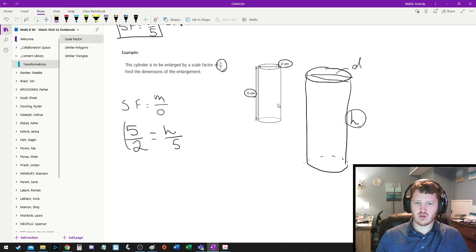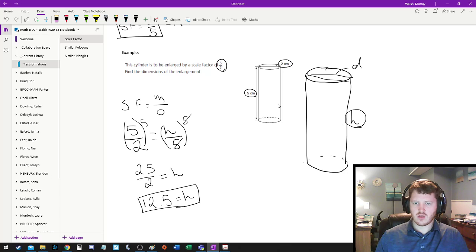Okay, by multiplying both sides by 5, the 5 divided by 5 goes away. 5 times 5, we have 25/2 equals our height, or 12.5. Good.